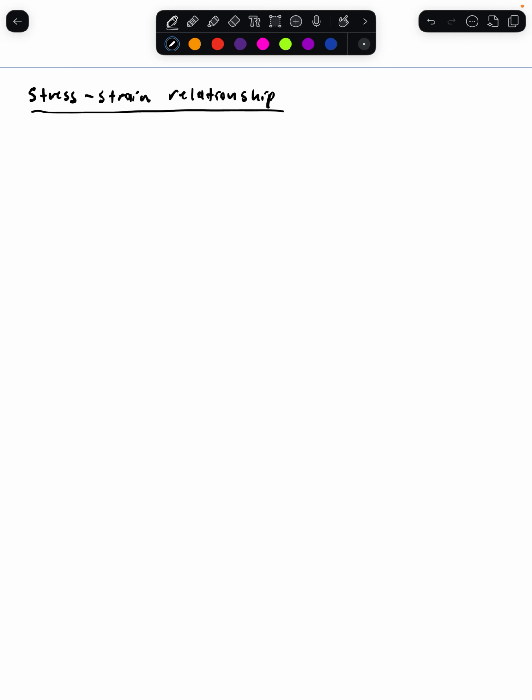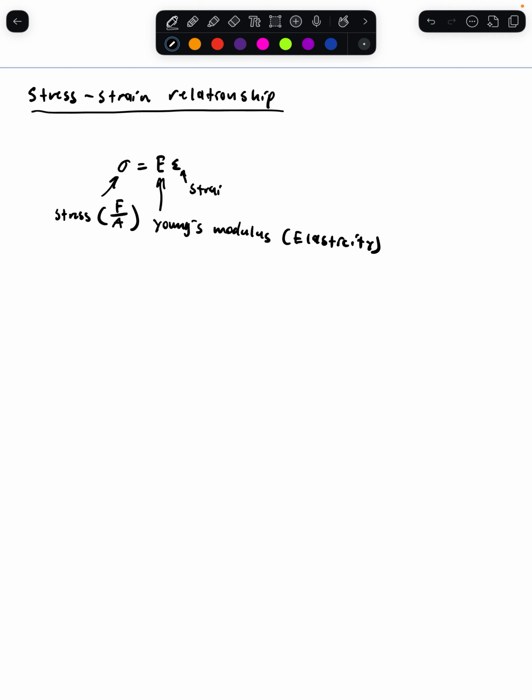In this video, I wanted to talk about the stress-strain relationship. So the main equation for this is that stress equals the Young's modulus times the strain. So this here is stress, which is just force over area. This here is the Young's modulus, also known as elasticity. And this here is the strain, which is the change in length over the original length.